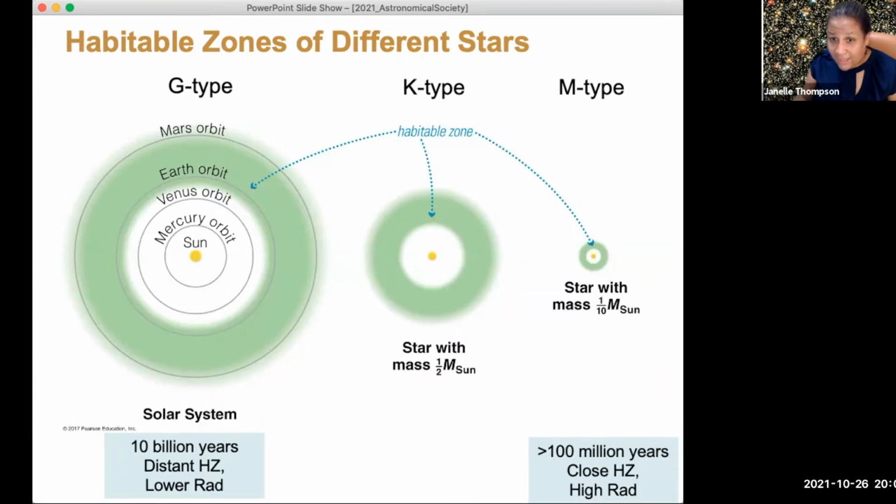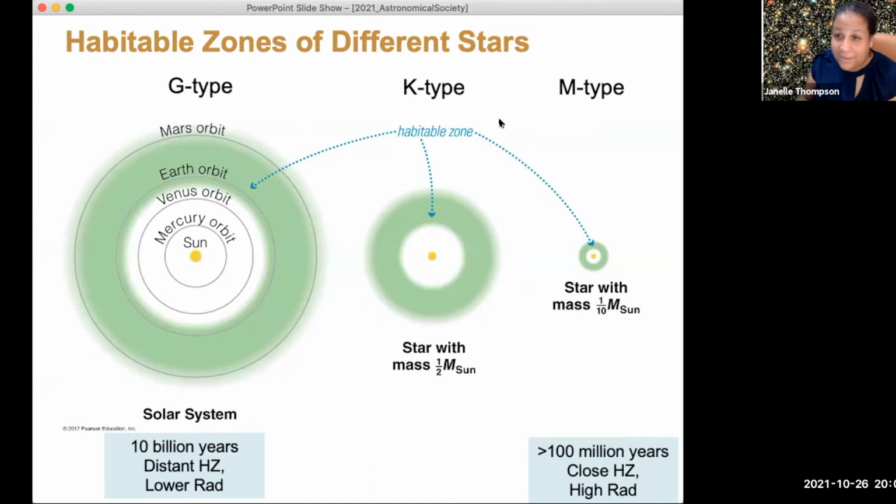But the downside of these stars is that the habitable zones are quite close to their stars, which means that the planets in them would be subject to high radiation flux. And of course, radiation is not great for life. Radiation damages biological tissue, causing it to degrade, and it's thought that organisms really wouldn't survive very well in environments with really high radiation.